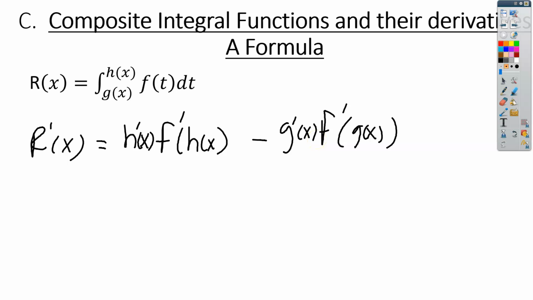So what time are we looking at right now? 9:29.